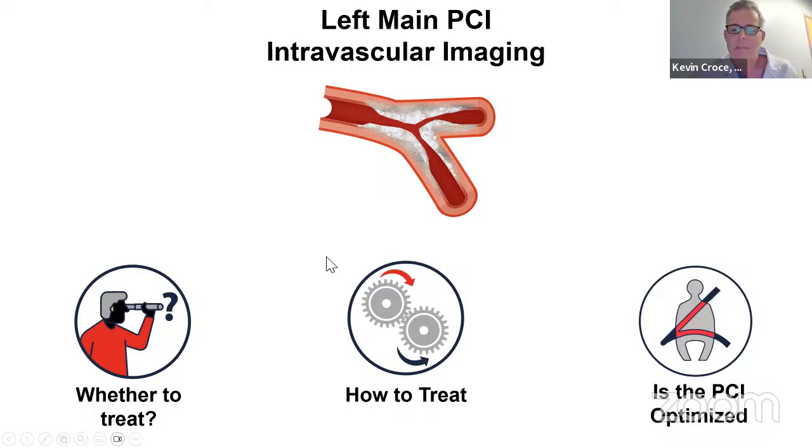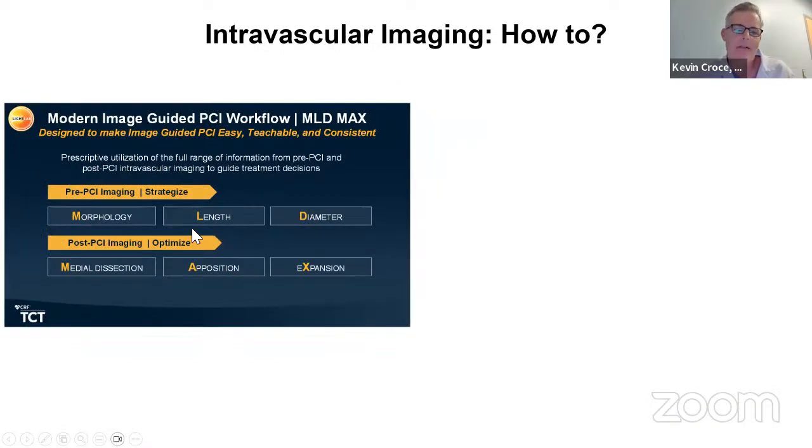Intravascular imaging for left main intervention can be focused on 3 areas: whether to treat, and we won't go into that data tonight because it's a little bit complicated, but we'll focus on how to treat and how to understand whether the stents are optimized. Thinking about how to treat, I was asked to focus on MLD Max, which is one of 2 algorithms for using intravascular imaging to guide intervention.